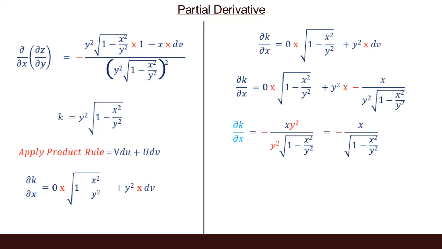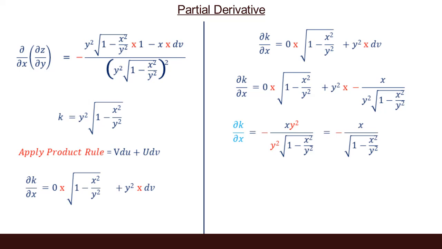Now look at this. In the numerator, you have y squared. In the denominator, you also have y squared. So let's cancel out the y squared. After the cancellation, we are going to see that the partial k all over partial x is equal to minus x all over square root of 1 minus x squared all over y squared. Are we together? Yes.